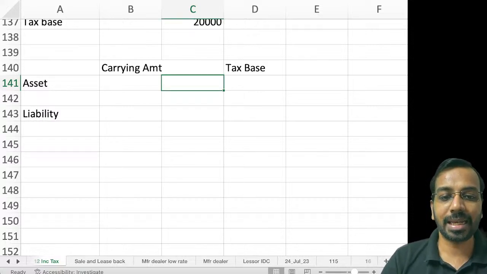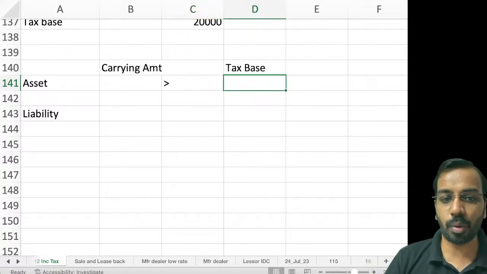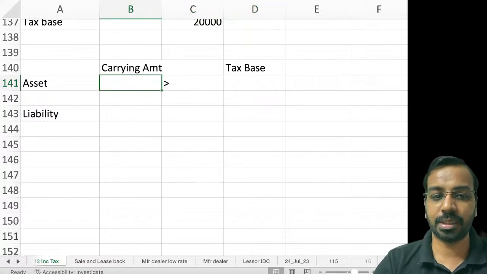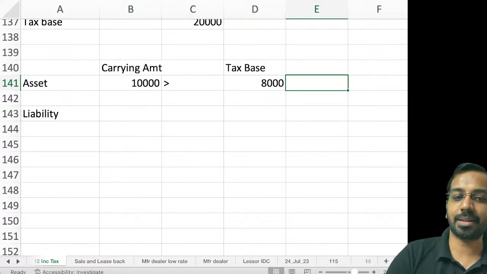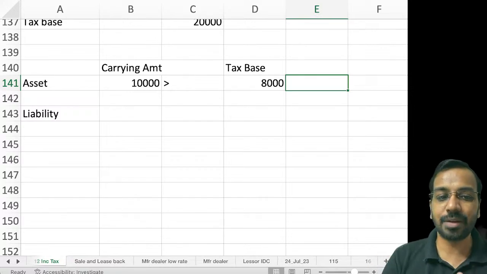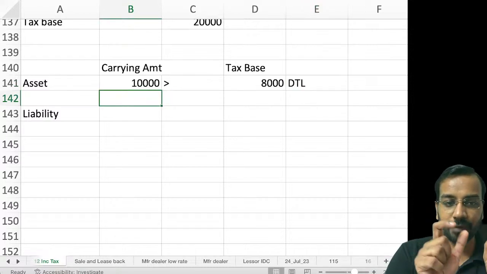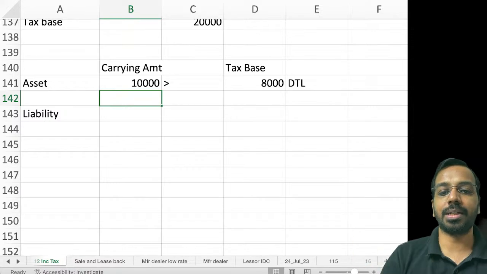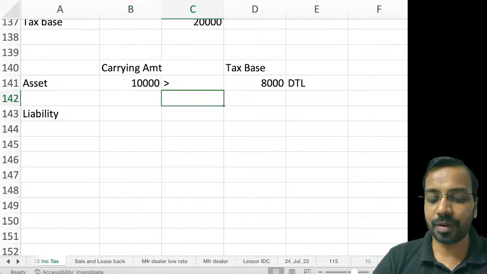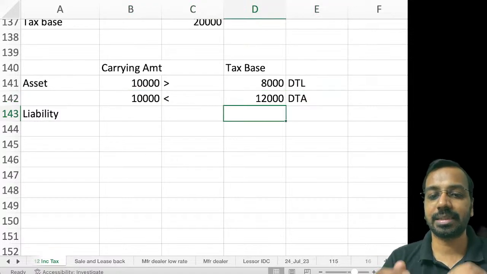Now, if the carrying amount of the asset is greater than the tax base, for example 10,000 here, 8,000 here, carrying amount is greater than the tax base. Now this difference will lead to a deferred tax liability. If the asset carrying amount is more, in our books it is more, then it will result in a deferred tax liability. If the carrying amount is less, let us say 10,000 against 12,000, this will result in a deferred tax asset.